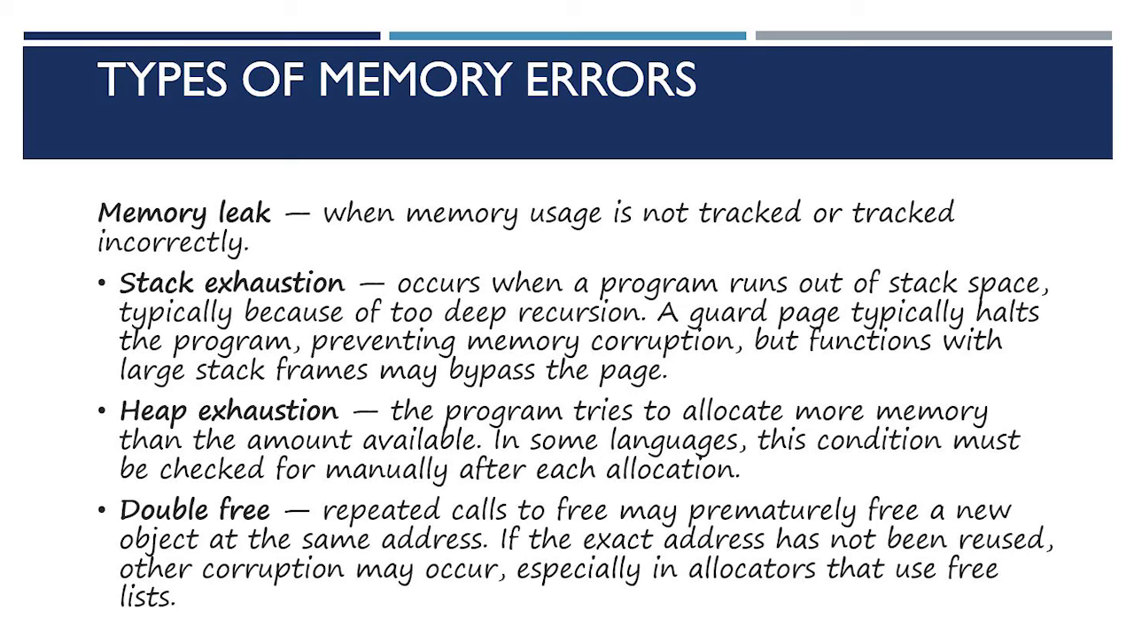So double free is repeated calls to free, which may prematurely free a new object at the same address. If the exact address has not been reused, other corruption may occur, especially in allocators that use a free list.